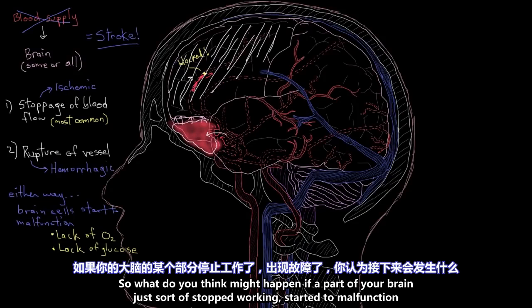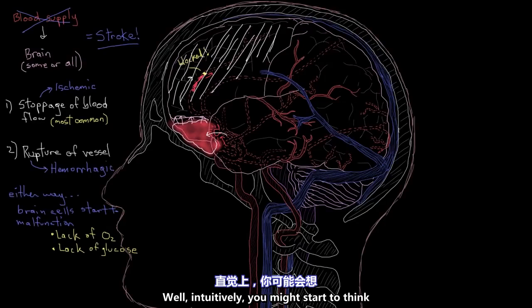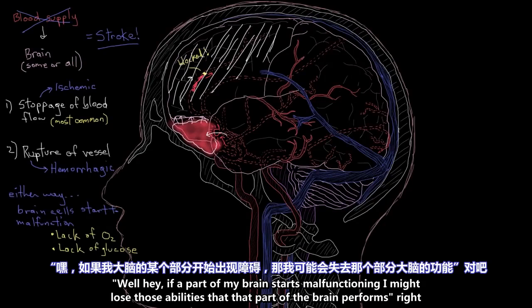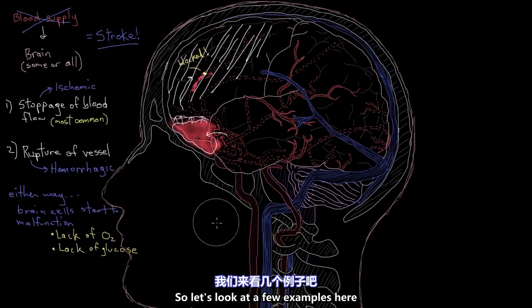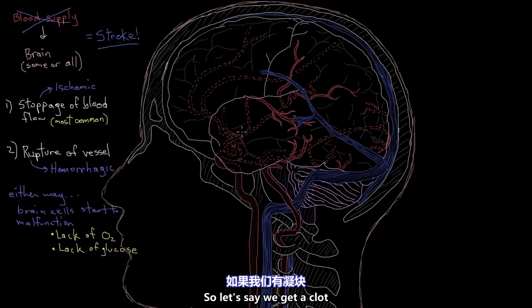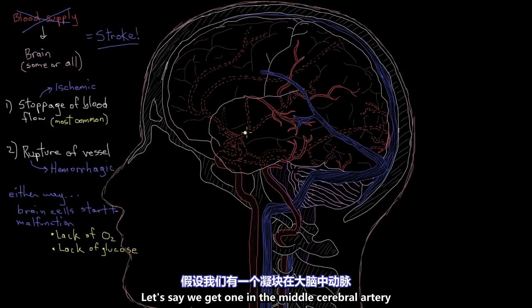So what do you think might happen if a part of your brain just stopped working, started to malfunction? Well, intuitively, you might think, if a part of my brain starts malfunctioning, I might lose those abilities that part of the brain performs, right? So let's look at a few examples here. Let's say we get a clot. This is a clot here. Let's say we get one in the middle cerebral artery.